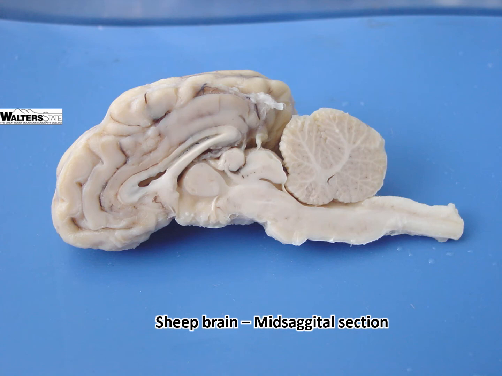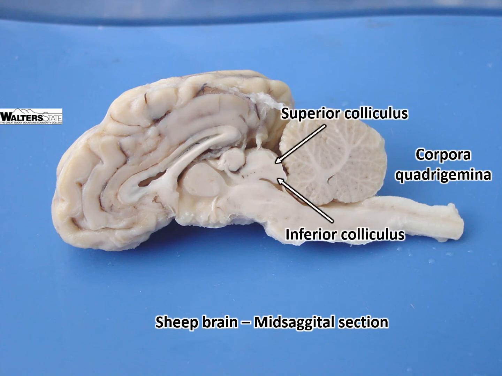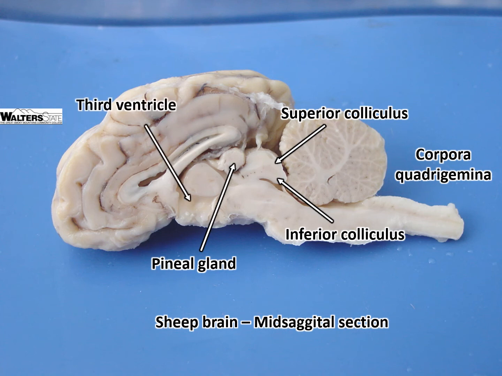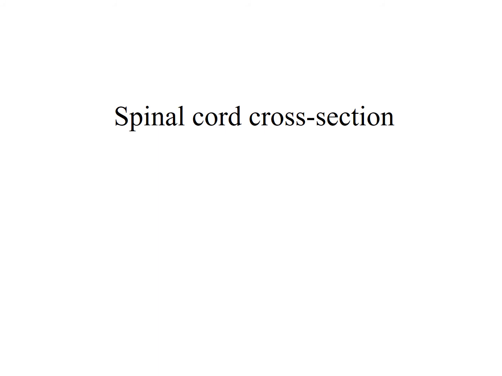Taking a look at this view of the mid-sagittal section, the corpora quadrigemina are composed of the superior and the inferior colliculus. Here's the pineal gland, the third ventricle, the fornix, and now we come to a spinal cord cross-section.